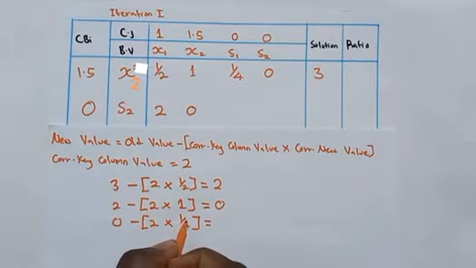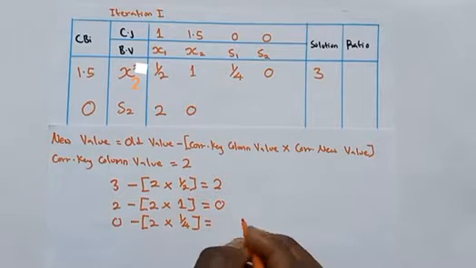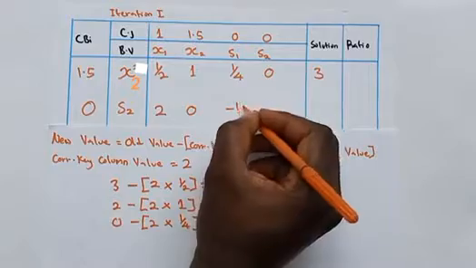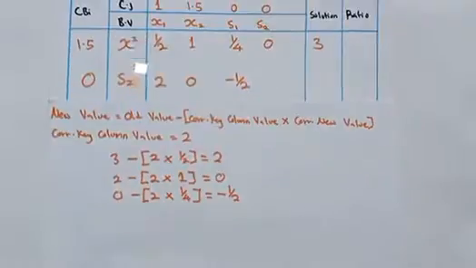So 2 multiplied by 1 over 4 gives us 1 over 2. So 0 minus 1 over 2 gives us minus 1 over 2. So here we have minus 1 over 2.